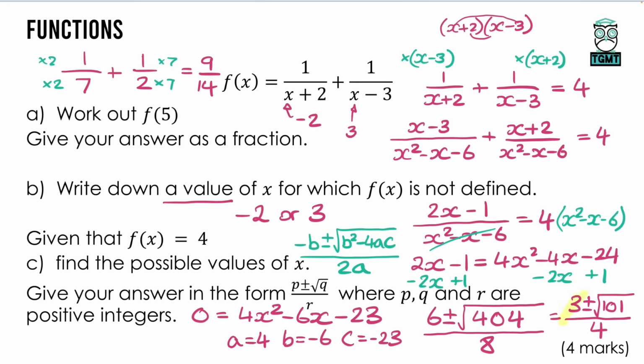If we do put it in a calculator, this is the final answer that we will get, but we have given it in that form. So you could type it in all in one go into the quadratic formula and it actually would have come out in that form straight away. But there we go, we've got our answer in the form that it was looking for, 3 plus and minus the square root of 101 all over 4.